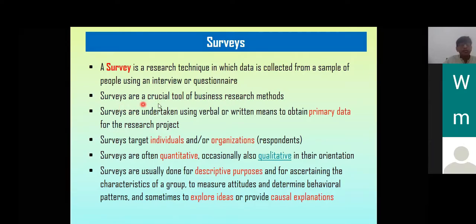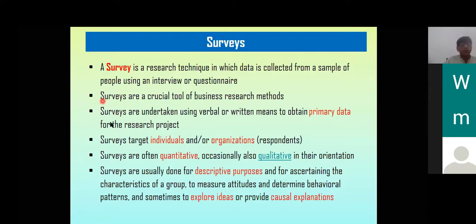Another point: surveys are a crucial tool for business research methods. Mostly the companies, commercial organizations or non-commercial organizations, and governments across the world are conducting research through surveys. They are conducting their research with the help of the survey because it is a much more popular tool nowadays in the whole world, not only in our country but outside our country too. This is a much more powerful tool.